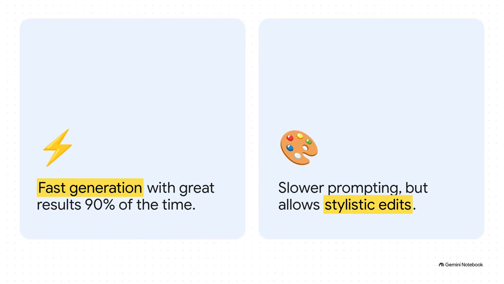But Gemini wins if you need precise control. Why? Well, because after Gemini generates an infographic, you can actually ask the AI to make specific stylistic edits and changes to it right there in the chat. And that's a feature NotebookLM just doesn't offer yet.